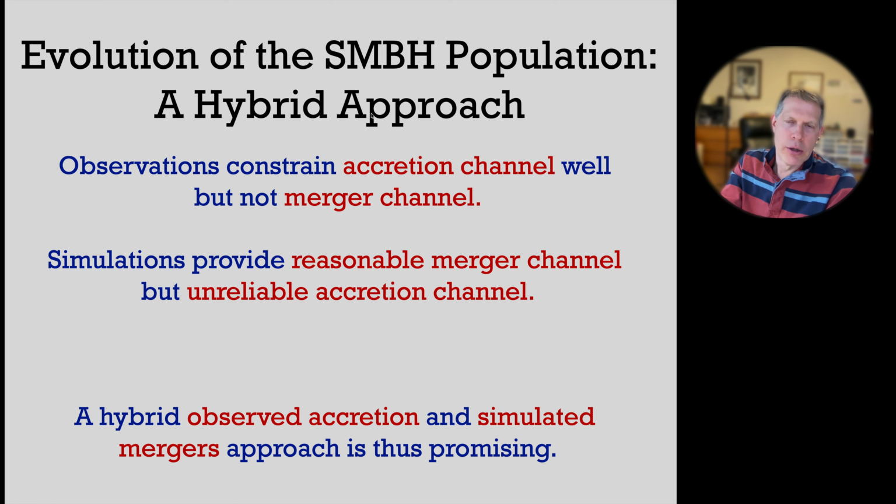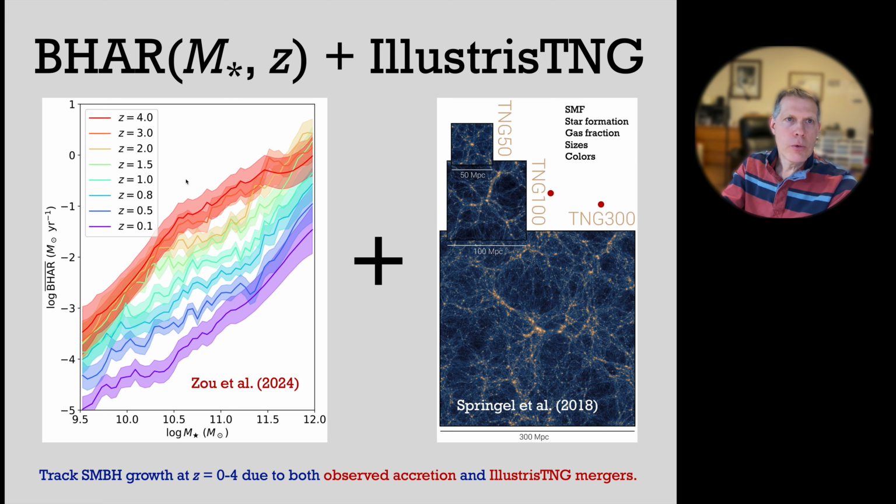So we utilize a hybrid approach. We utilize observations, which constrain the accretion channel quite well, but presently do not very effectively constrain the merger channel. And we also utilize simulations, which provide us with a reasonable estimate of the merger channel for black hole growth, but presently give an unreliable assessment of the accretion channel. And I'll say more about that in a minute. And thus, a hybrid approach where we utilize the observations of the accretion, where that's good, and then simulations of the mergers is promising. And that's what we do, and here's how we do it.